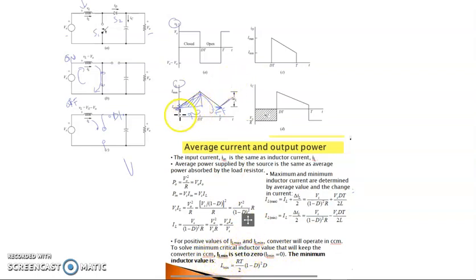Just now we have the value. If we set IL min here at 0, 0 equals IL min, so we can get the minimum inductor value. This means the swing will still be in positive, but it will end at 0. I minimum 0, swinging up and down to 0. So the minimum inductance equals RT divided by 2, times (1 minus D) squared times D.